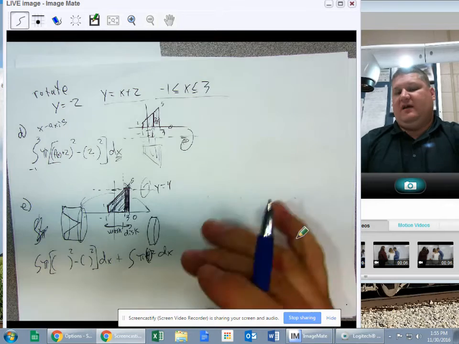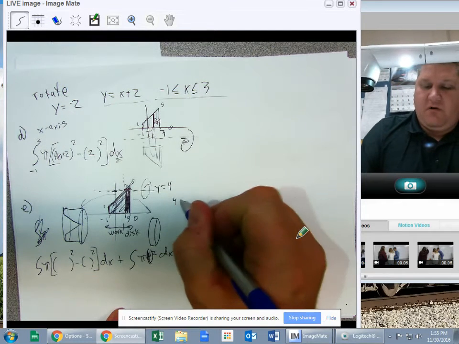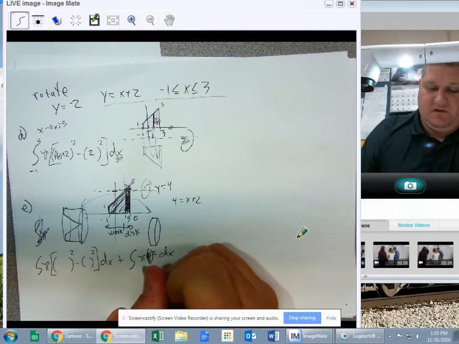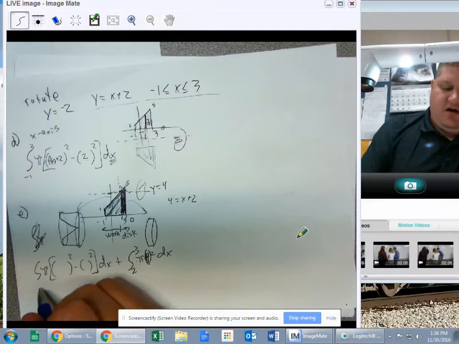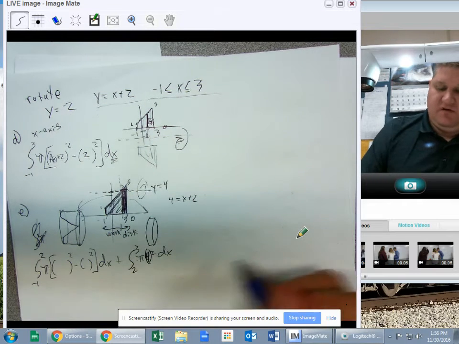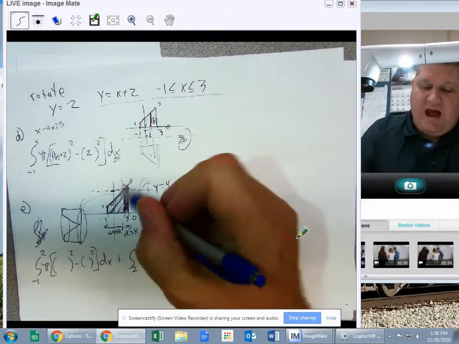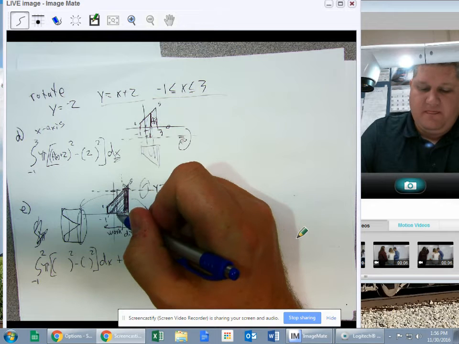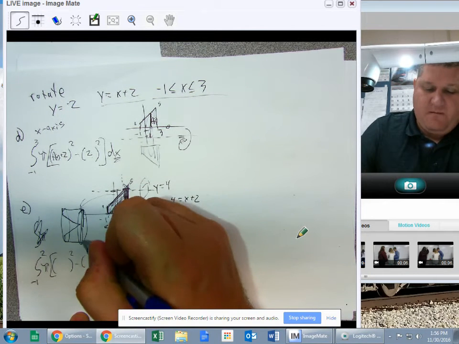What x to what x? Well, we need to figure out, where does this hit 4? So we say 4 equals x plus 2, and not shockingly, it's from 2. So from 2 to 3, you use that. From -1 to 2, that would be this area, you would use that. Outer radius, well, the outer radius would actually be a total of 4. So the outer radius is always 4.